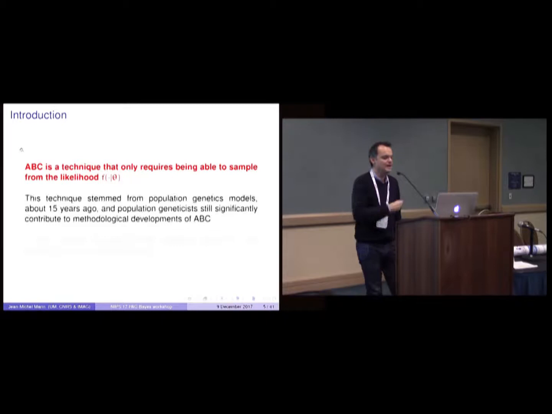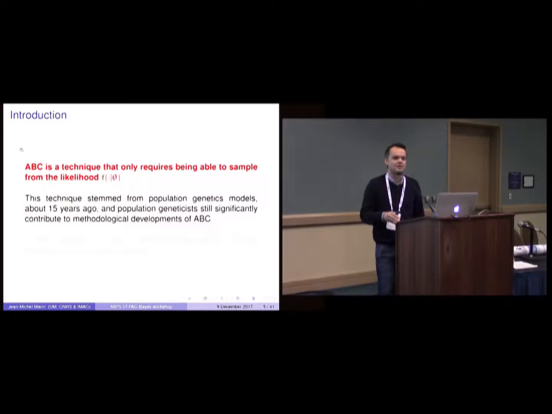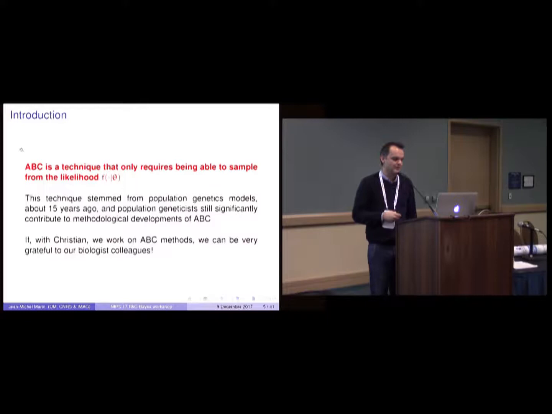These techniques come from the population genetics community, and since about 15 years, population geneticists still significantly contribute to the methodological development of the method. And with Arnaud and others, we work a lot with population genetics people. And if we work on this ABC, we have to be very grateful to our biologist colleagues, because the first time they introduced this method, we were very skeptical about the possibility. But in the end, 10 years after, we see, okay, it can work, it can give good results.